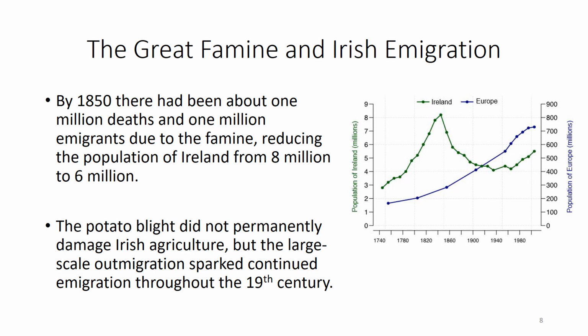But nevertheless, the large-scale outmigration that was sparked by the famine started a trend that continued during the 19th century. And so the population of Ireland fell from a high of around 8 million to around 4 million by the outbreak of the Second World War. And this was during a time in which the population of Europe as a whole was increasing pretty steadily.